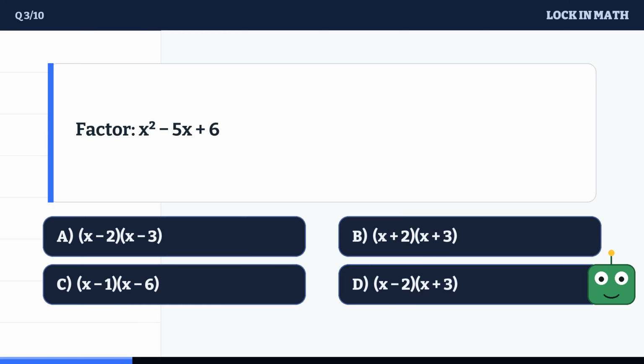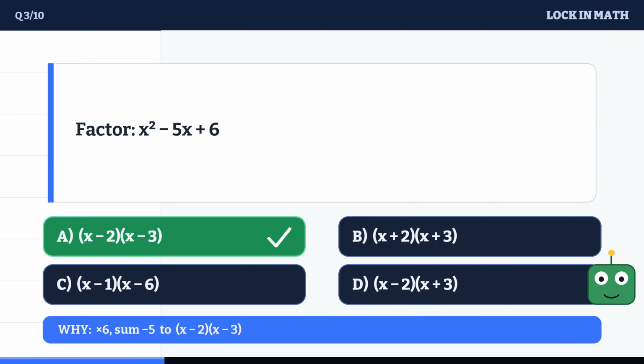Factor. x squared minus 5x plus 6. (x minus 2)(x minus 3). Find two numbers that multiply to 6 and add to -5. That's -2 and -3. Both signs negative, since the product's positive and the sum's negative.